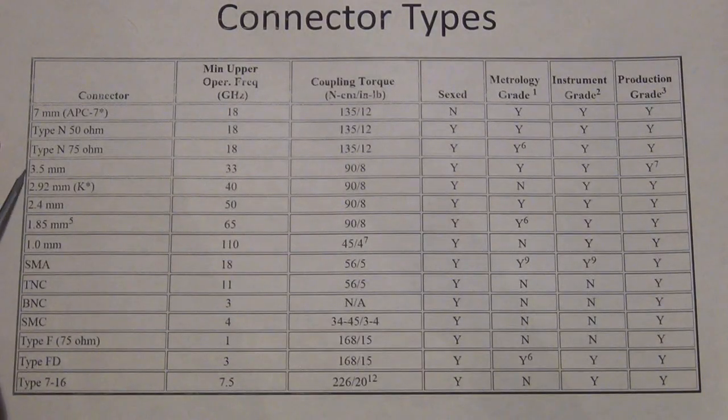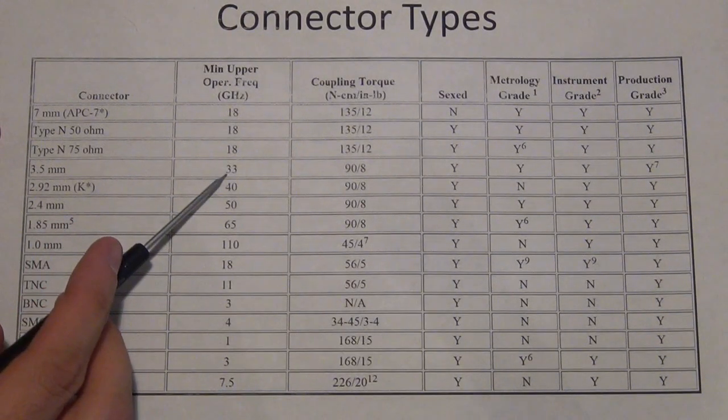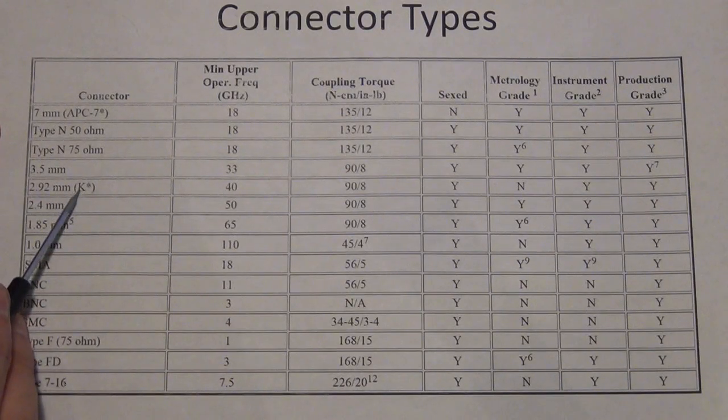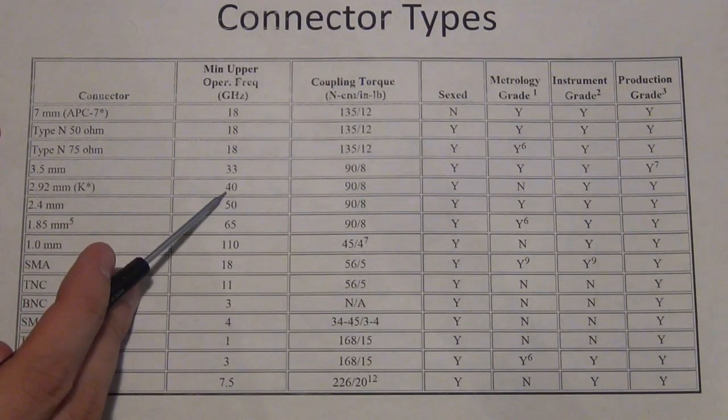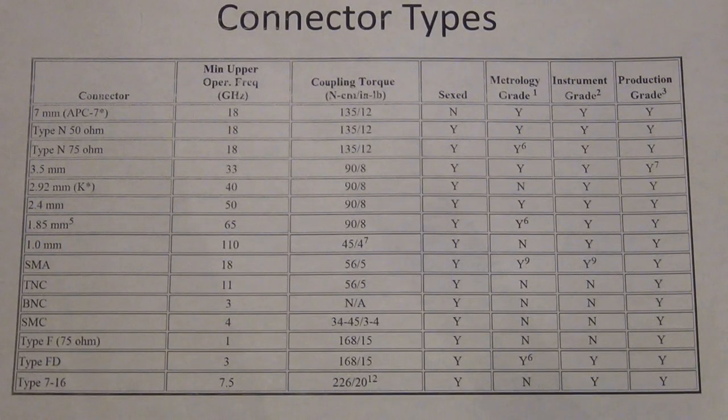However, a 3.5 millimeter and a 2.92 millimeter connector, you can use interchangeably. You can connect them together. A 3.5 millimeter connector can work all the way up to 33 gigahertz, and a 2.92 millimeter or a K connector can work all the way to 40 gigahertz. And this is why it's called K, because K band goes all the way up to 40 gigahertz.